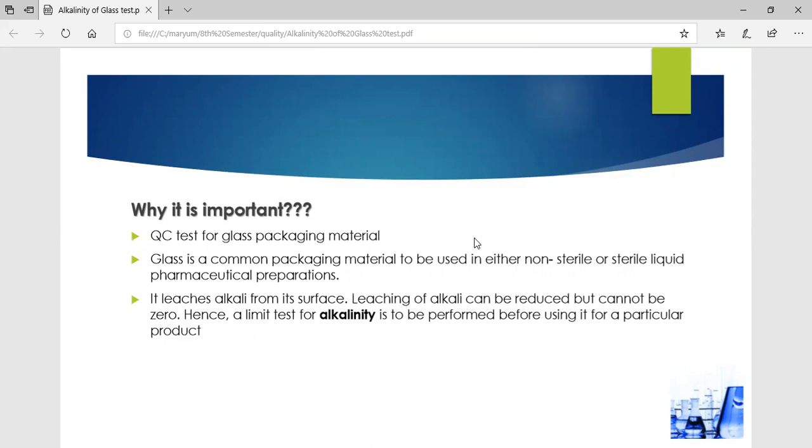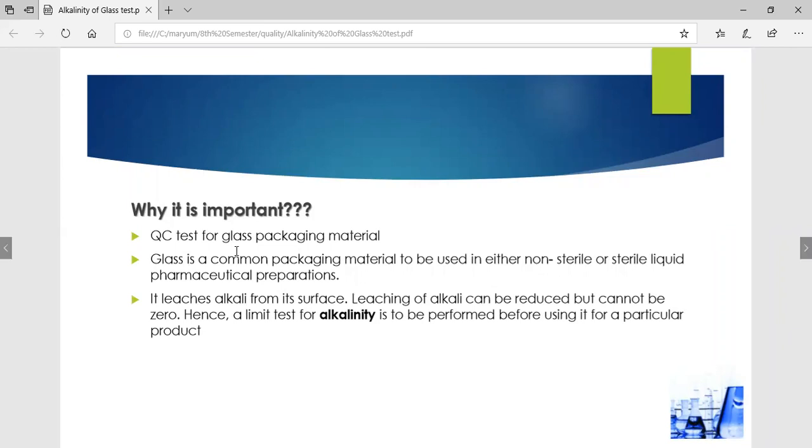So why is it important? It is a quality control test, QC test, for glass packaging material. So what are the QC tests to get the alkalinity nature of the glass? Glass is a common packaging material. It is used for either sterile or non-sterile liquids in the pharmaceutical preparation.